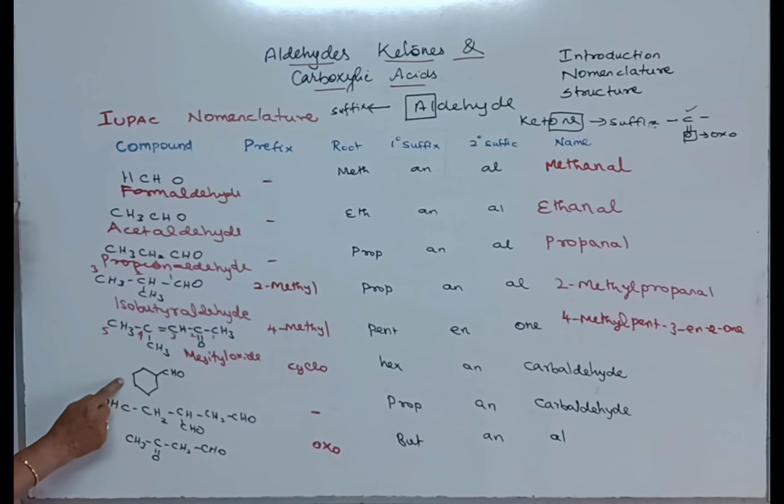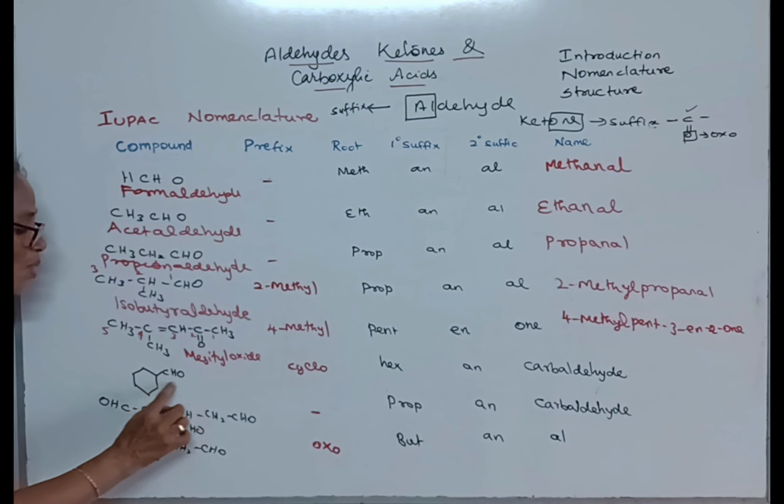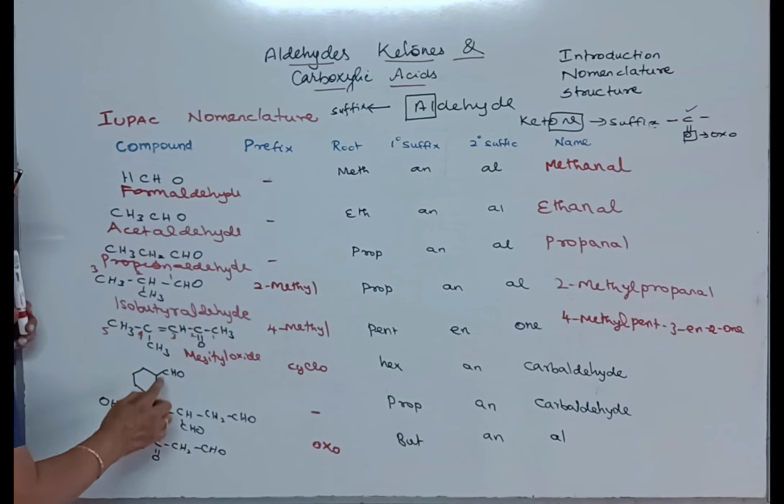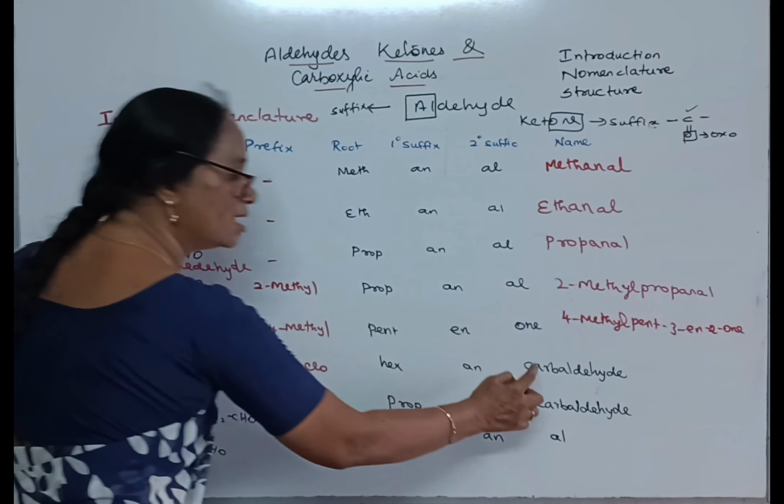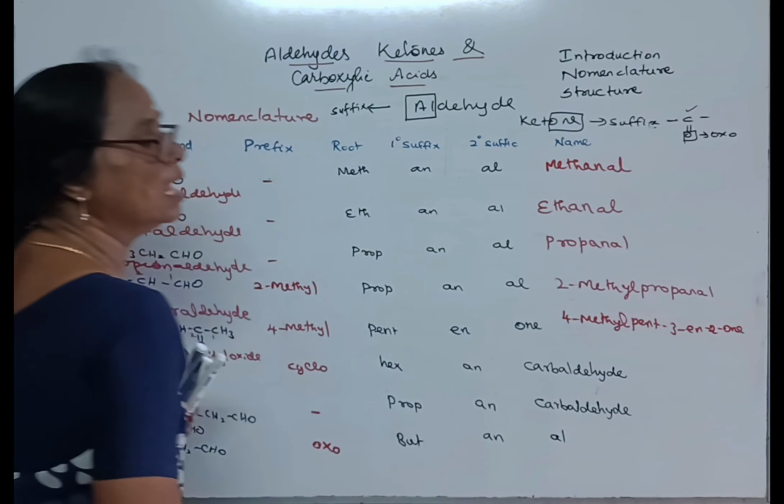But in addition to the 6 carbons, I have one 7th carbon of the aldehyde. How to name this one? See, in such cases, the aldehyde is termed as carbaldehyde.